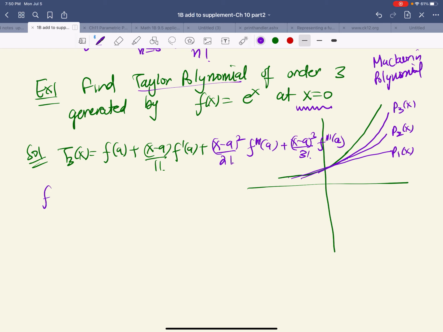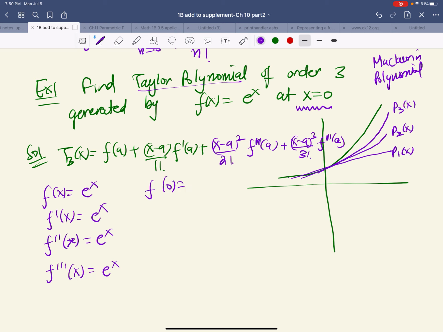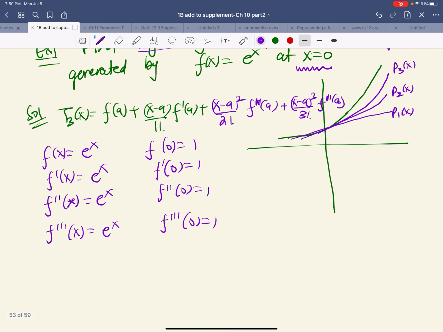f(x) is e to the power x, f prime of x is also e to the power x, f double prime of x is also e to the power x, and f triple prime of x is also e to the power x. f(0) is going to be 1, f prime of 0 would also be 1, f double prime of 0 would also be 1, f triple prime of 0 would also be 1. So all these derivatives are coming out to be 1.